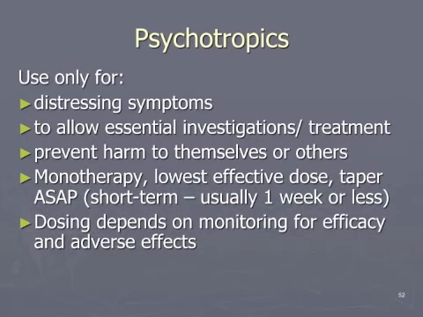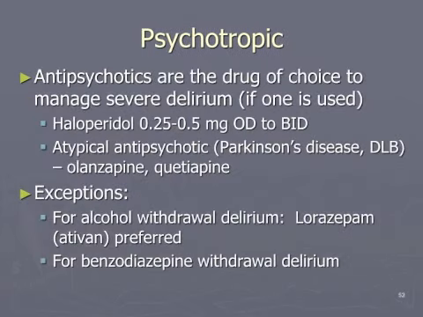You should pick one drug and use the lowest effective dose and taper as soon as possible. The duration of treatment we talk about would be one week or less. And the dosing depends very much on how effective the drug is and whether there's development of any adverse effects. The drugs you use are generally antipsychotics.